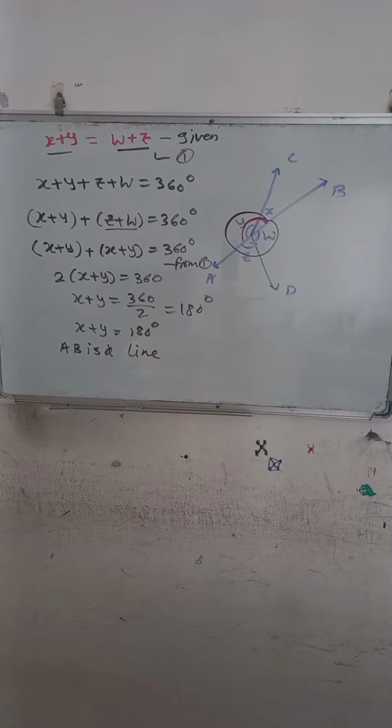Ray OR is perpendicular to line PQ. OS is another ray lying between rays OP and OR.